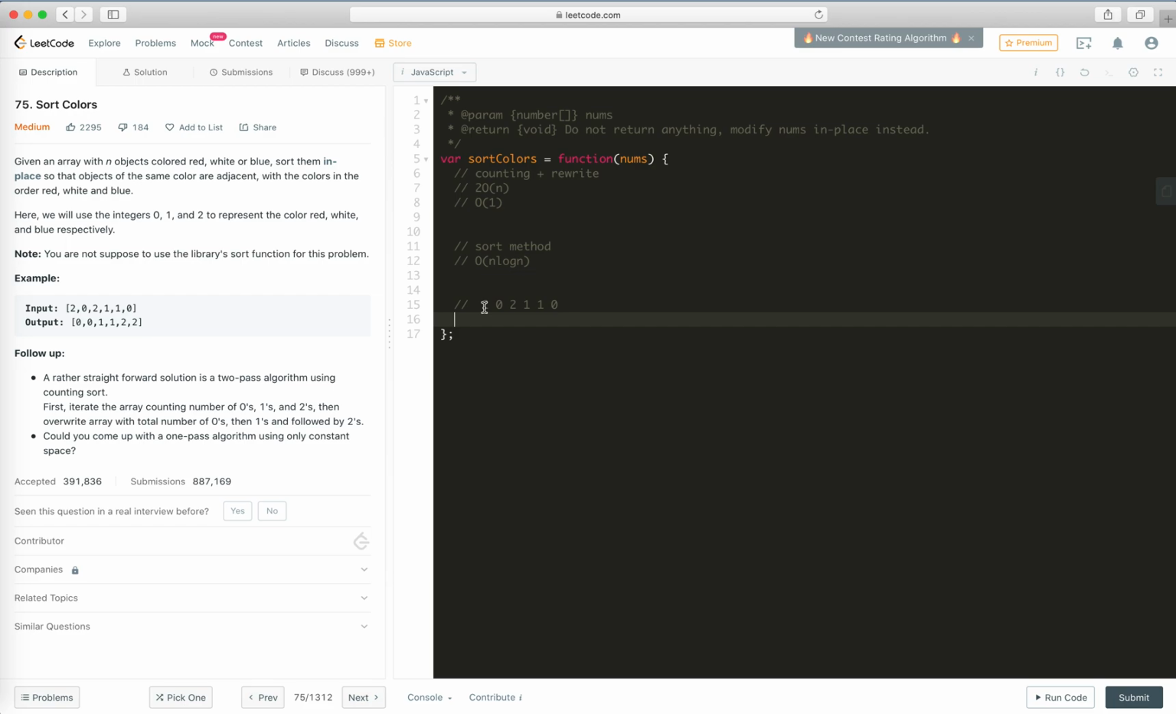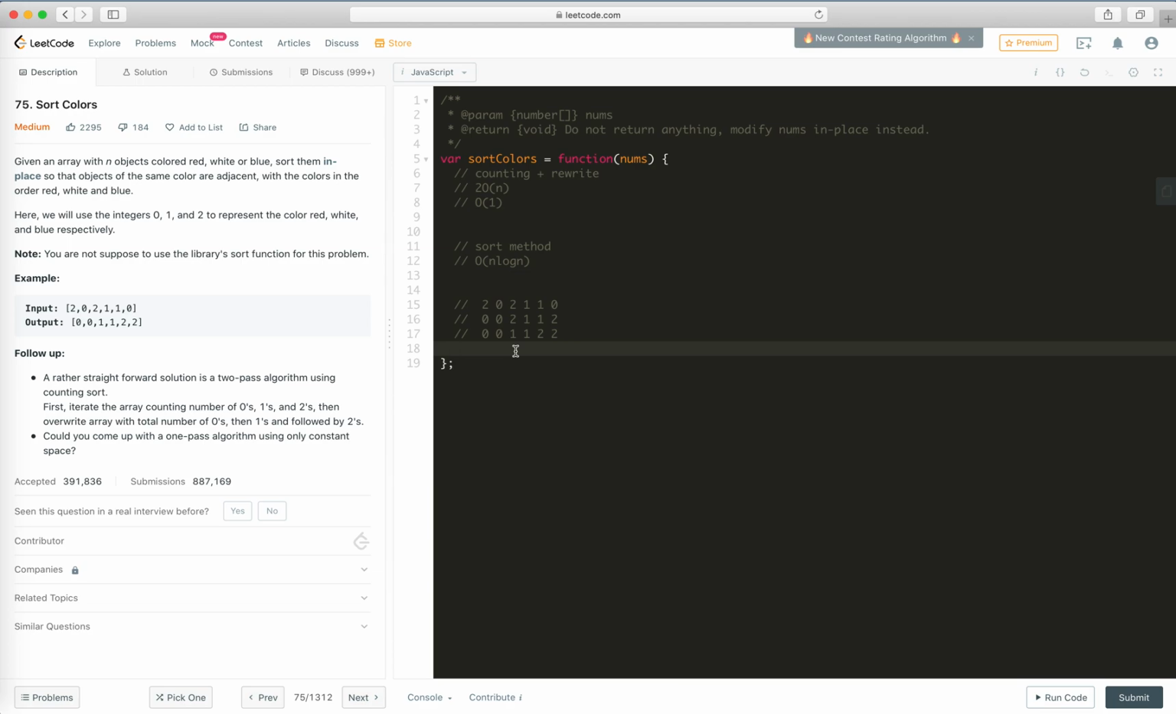Okay, so let's try to traverse through the array. When we meet two, we are sure it should be put to the rightmost place, right? So we are safe to swap 2 with the last number. It's 0, so we swap it: 0, 0, 2, 1, 1, 2. And then we meet 0, and it's the first, it's okay. The second one, 0. The previous one, 0, okay. And then we meet 2 again. And now the rightmost is already 2, so we find the next non-2 number, which is 1. We replace it: 2, 1, 2, 2. And it's done.